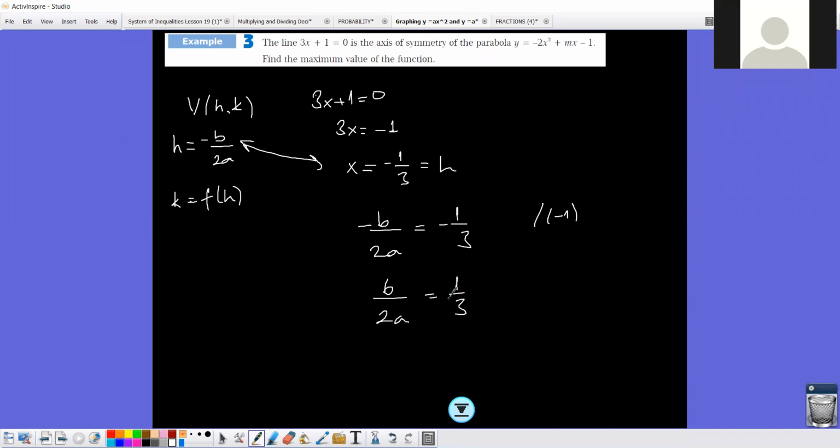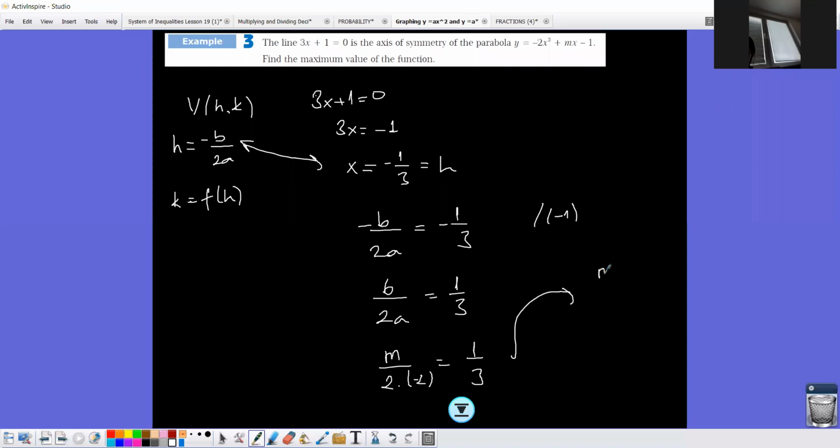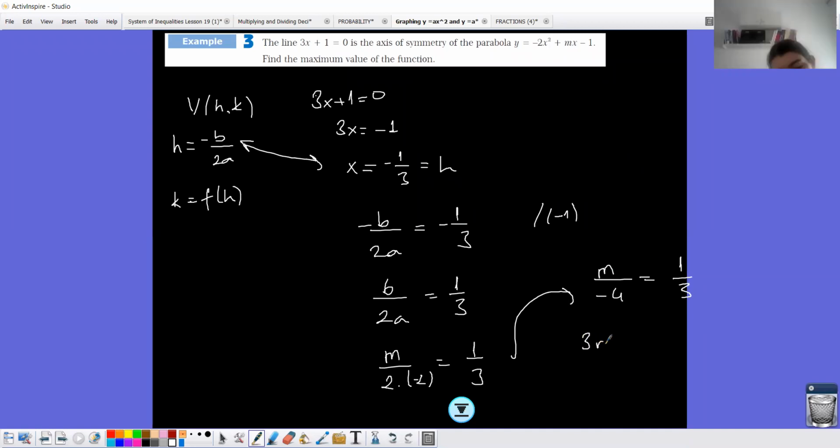What is b in the question? b is m over 2 times, what is a? 2 times minus 2 is equal to 1 over 3. So if I continue here, I have m over minus 4 is equal to 1 over 3. So with the cross product, I will find that 3m is equal to minus 4 and m is equal to minus 4 over 3. So to find the maximum value, I need to find the k of the vertex point.